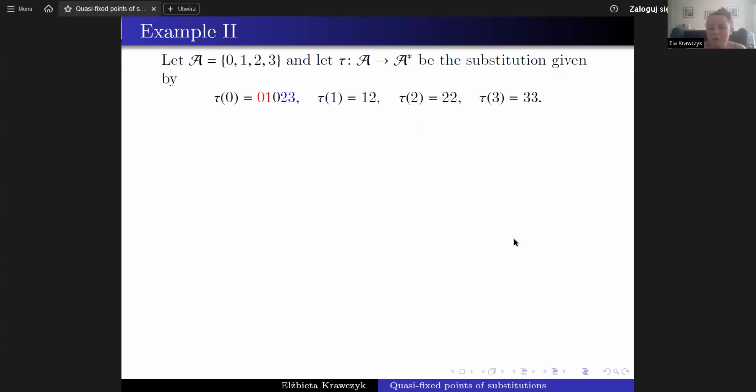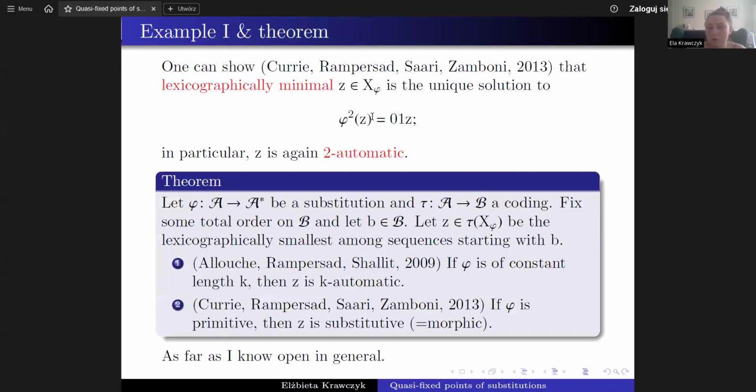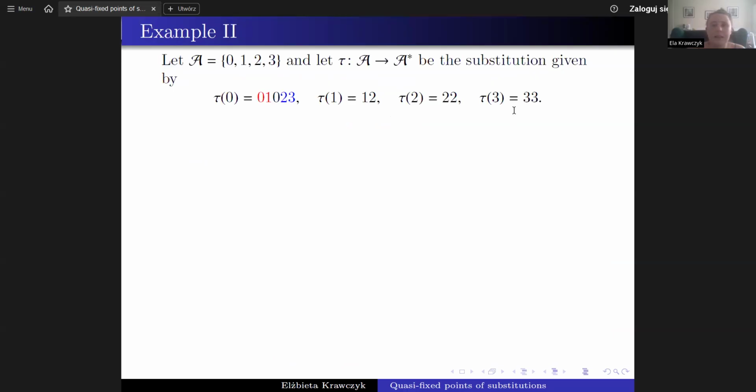Okay, so what we are going to look at in this talk are basically sequences of this form. These are going to be our quasi-fixed points, and we'll show that the fact that they appear in various contexts, when someone wants to show that some sequence in some orbit closure is automatic or substitutive, is actually not surprising. But before that, let's look at another example.